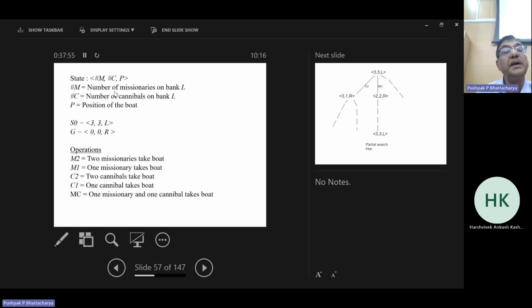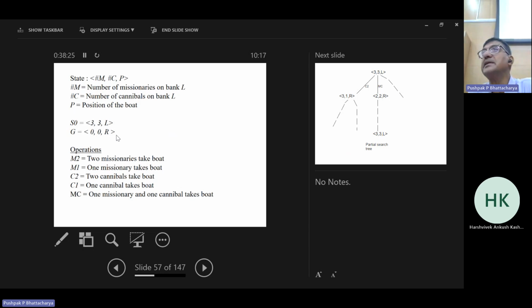We propose the state to be the number of missionaries, number of cannibals, and P, the position of the boat. M is the number of missionaries on the left bank, C is the number of cannibals on the left bank, and P is the position of the boat. So the start state is 33L, and the goal state is 00R.